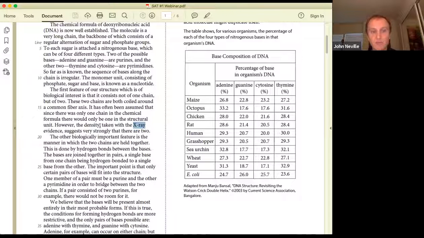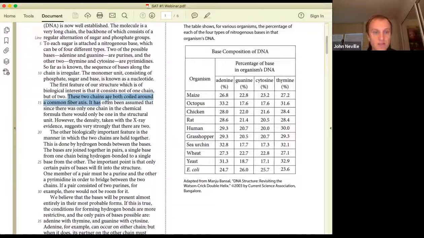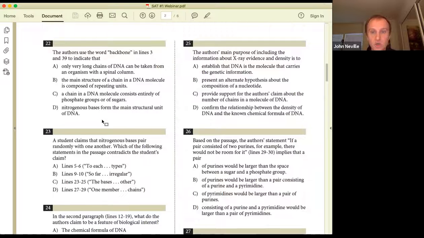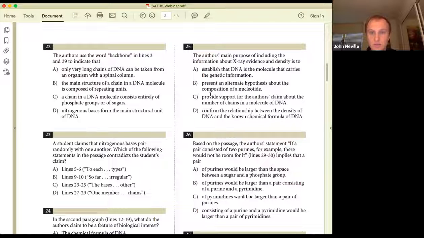However, the density taken with the X-ray evidence suggests very strongly that there are two what? 2 chains coiled around a common fiber axis. Okay. It has often been assumed there was only 1 chain, and sure enough, the answer here is that it provides support to the author's claim about the number of chains in a molecule of DNA. So that is how you tackle questions that do not have line references in them.